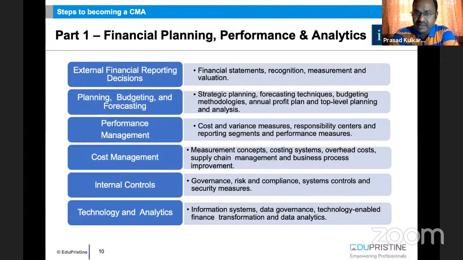So we'll talk about variance analysis, that is standard costing. We'll try to understand how to create a structure, what are responsibility centers, what are segments, what are reporting segments, and what are the different performance measures that will help us to guide or understand the implications, so we'll be able to analyze those numbers holistically, rather than by just looking at the profitability statements, or just looking at the balance sheet and just deriving some ratios or understanding some variances.